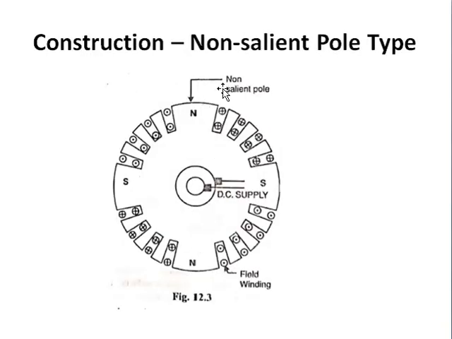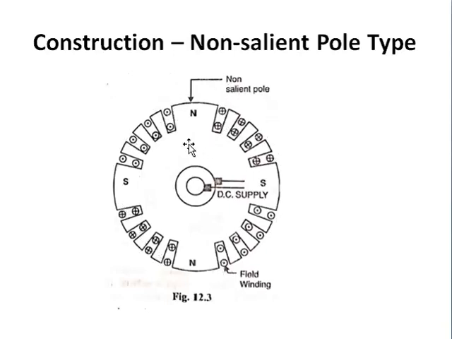Next one is a non-salient or the cylindrical pole type. In this, you can see here, we do not have protruding poles, but the surface is cylindrical. The surface is cylindrical, and in how the construction is done, we can see on the outer periphery we have the slots. So you can see here slots. These slots are provided so that we can have the field winding. So you can see this is the cylindrical piece.